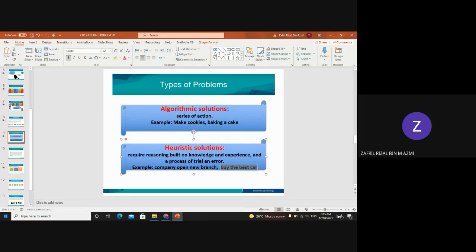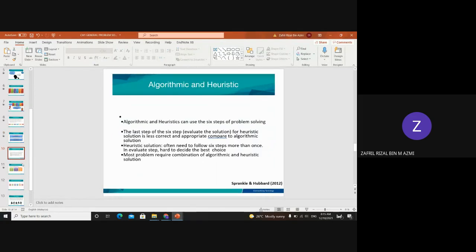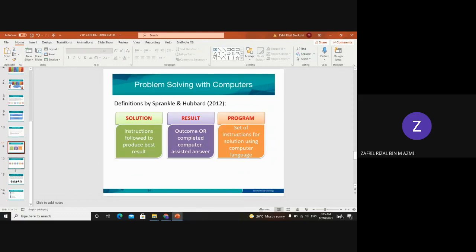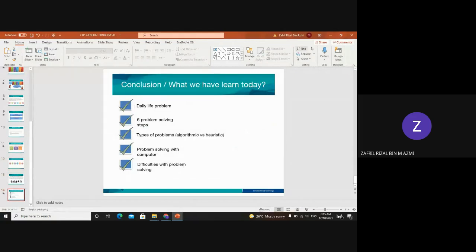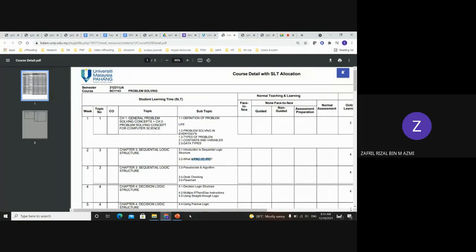So there are two types of problem. This is in real life and also applicable to the computer science scope. So you may read the rest. It's not much, it's as simple as this. Most probably the quiz will have one or two questions covering this chapter. Heuristic, most probably no. Maybe no, maybe yes. So just be ready.